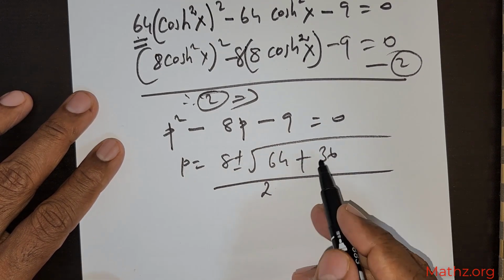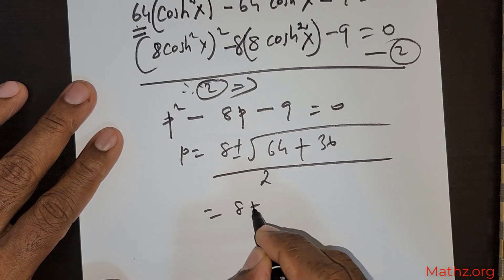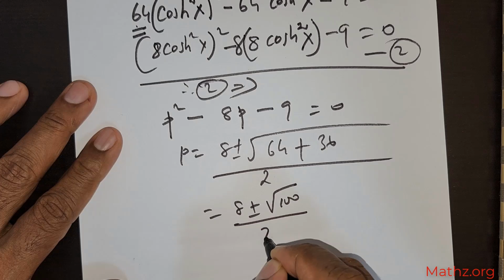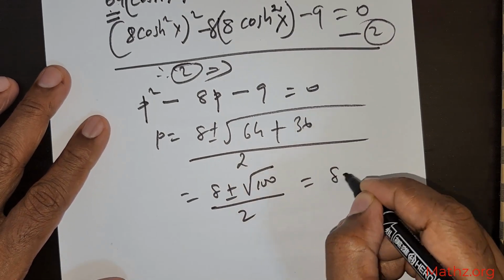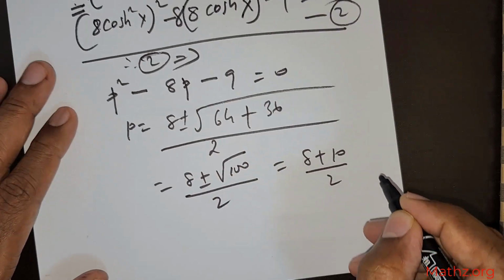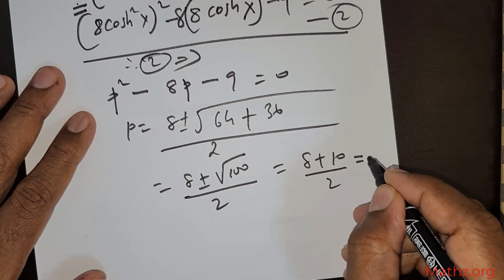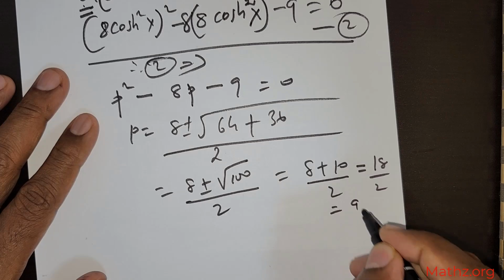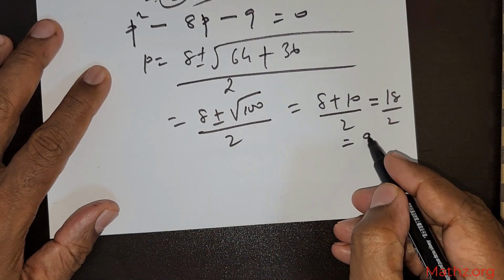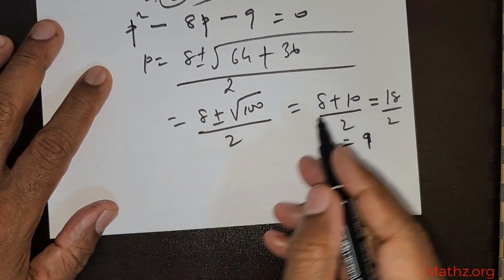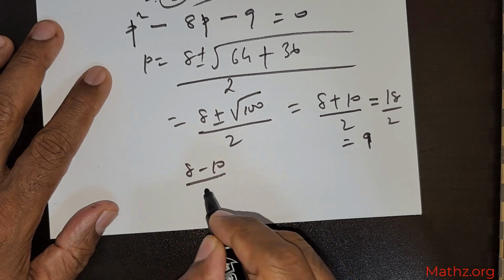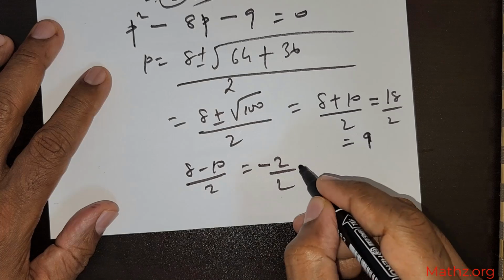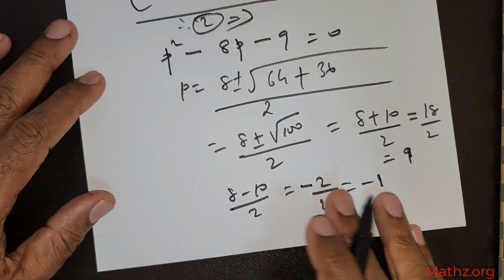So this one added up will give you 100. So you get 8 plus or minus root of 100 divided by 2, which is going to be 8 positive 10 divided by 2, which will give me 18 divided by 2, which is going to be 9. Okay, so one value is 9, the other value is 8 negative 10 divided by 2, negative 2 over 2, that's going to give me negative 1.